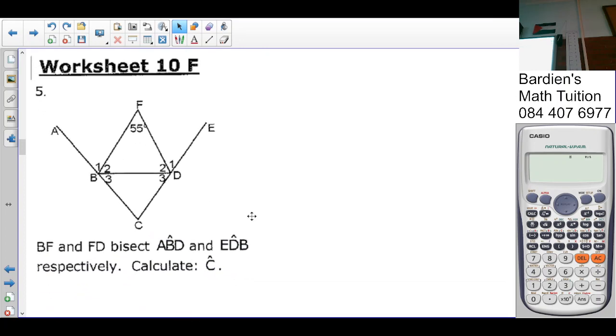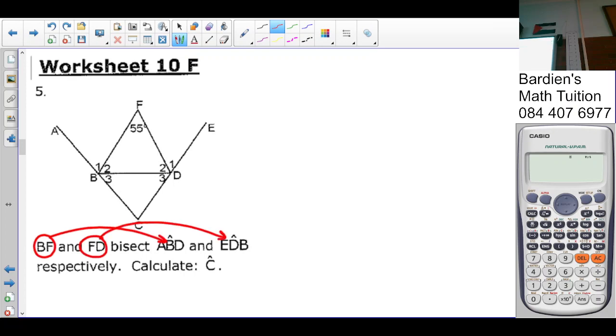Number 5. BF and FD bisect angle ABD and EDB respectively. That means to say in that order. Respectively means to say in that order.